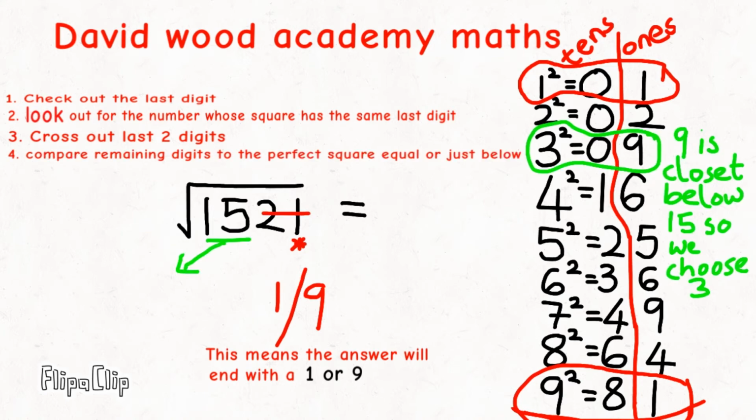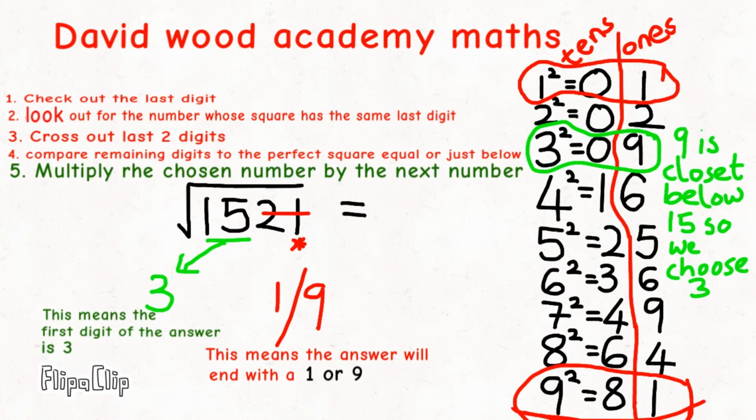Next step, compare the remaining digits, in this case 1 and 5, which is 15, to the perfect squares on your right hand side. 9 is the closest number, just below 15, so we choose 3 since 3 has the square to be 9. This means the answer will have 3 to be the first digit and the second digit will be 1 or 9, meaning our answer is 31 or 39.